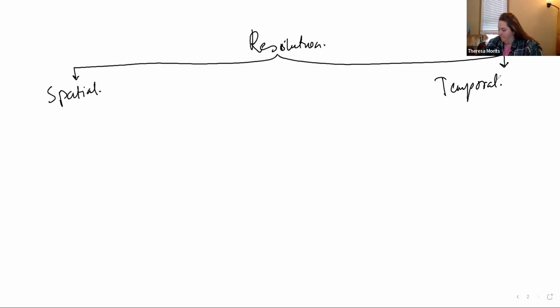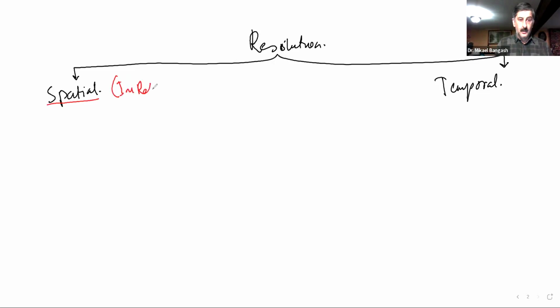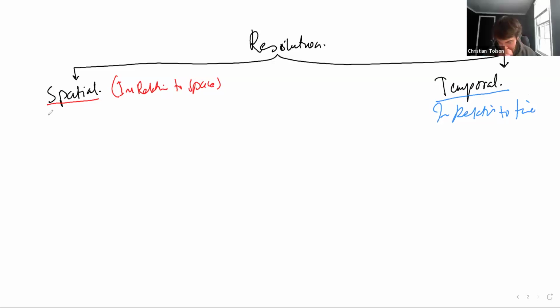Right, okay. So as you see, similar to your intensity, the resolution is going to be spatial and temporal, where the term spatial may just mean in relation or pertaining to space, whereas your temporal means in relation to time. Did you guys get that? So spatial is in terms of space. Temporal is in terms of time. So we have spatial resolutions and temporal resolutions.